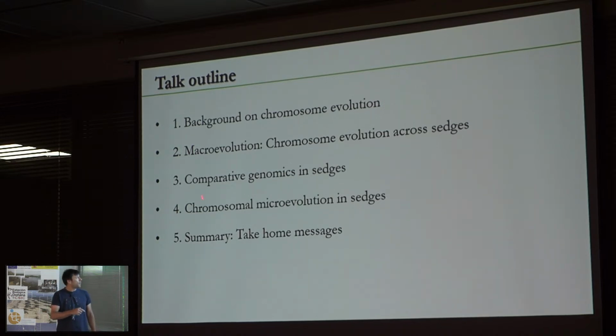Then we will talk a little bit about comparative genomics. We are going to compare genomes from the same species and also from closely related species and also from distantly related species. And then we will see what patterns we can infer from that. And finally, we will zoom in and I will tell you a little bit about which microevolutionary patterns we can also see in two different groups of Carex species. And finally, I will give you a summary of the talk with the take-home messages.